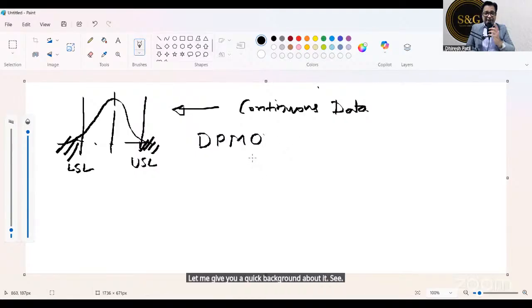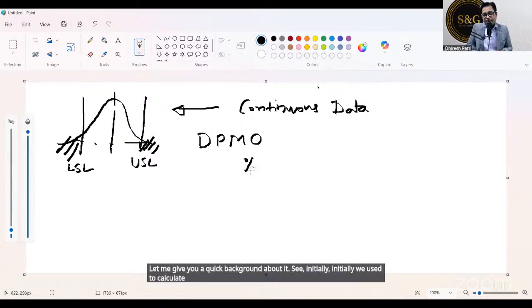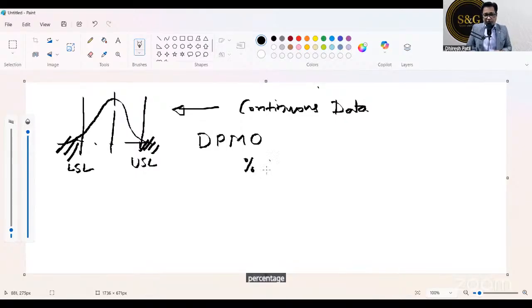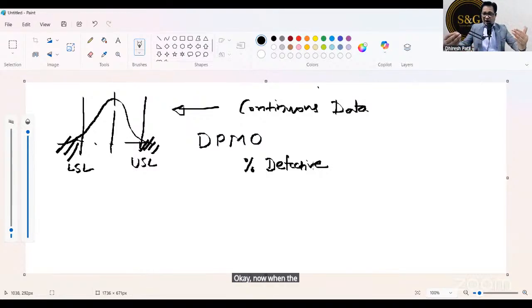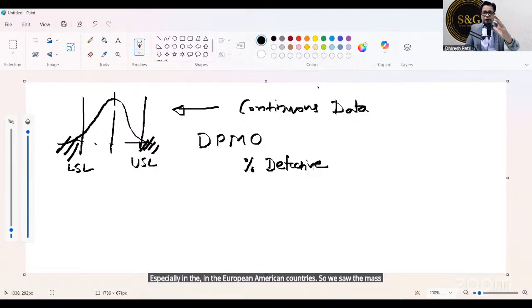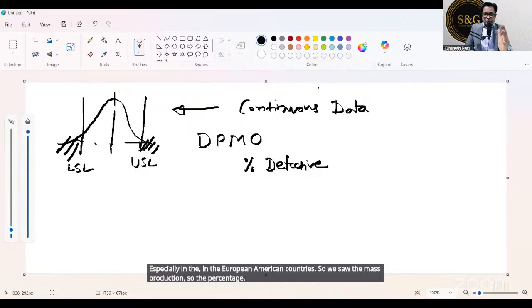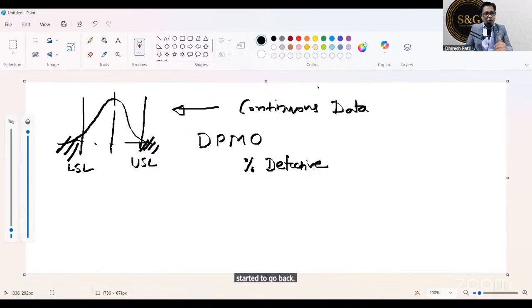Initially we used to calculate our percentage defective, percentage defective products. That means, let's say out of 100 pieces I produce, 5% are defective. So that is percentage, per 100. Now when mass production started, the industrialization, especially in European and American countries, the percentage started to go back and something called per million came into the picture.